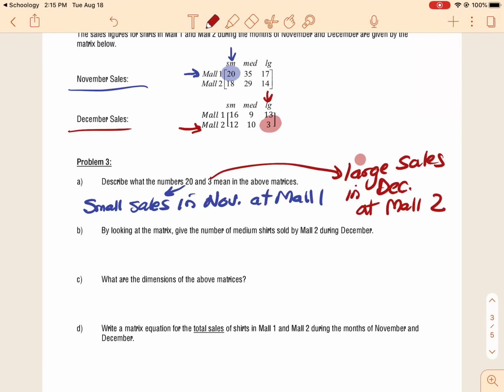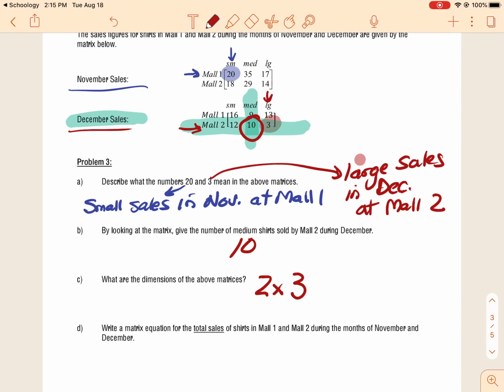What about part B? By looking at the matrix, give the number of medium shirts sold at Mall 2 during December. So let's see. December, we're in this matrix. Mediums would be this column. And then Mall 2 would be this row. So where is that all overlap? Right here. So then you would have had 10. What are the dimensions of each of those? We do rows by columns, so it's a 2 by 3.